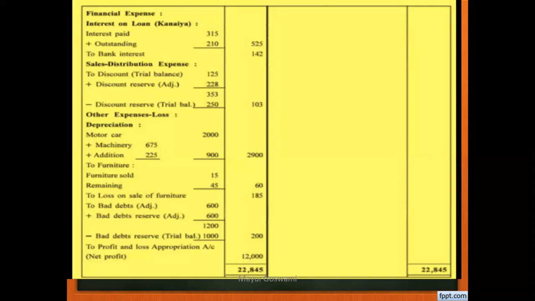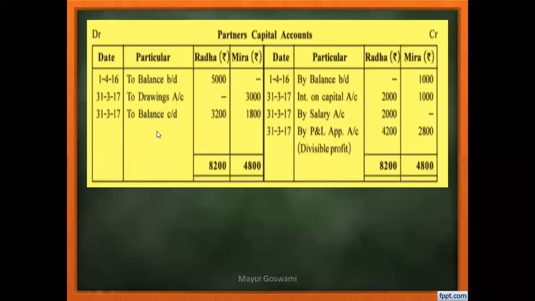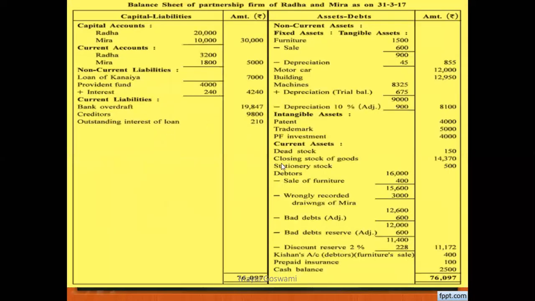Then after investment of PF is given, so investment is your asset. Come to the balance sheet asset side. Right here investment of PF, Provident Fund, which is 4,000.